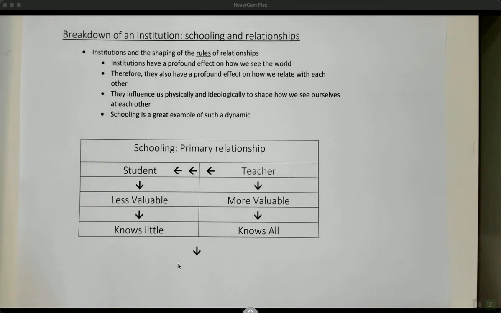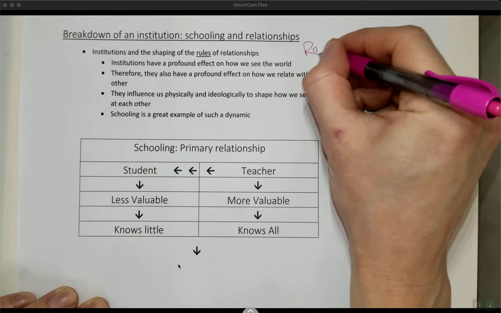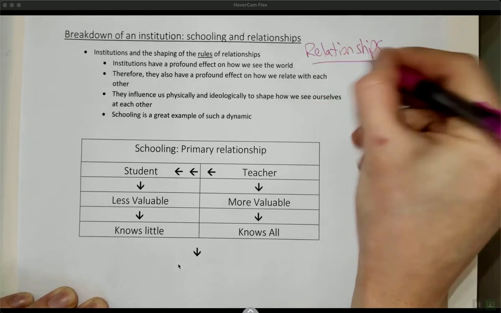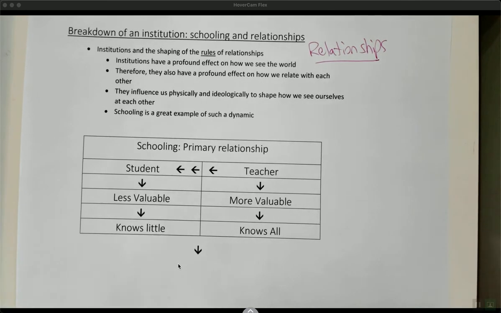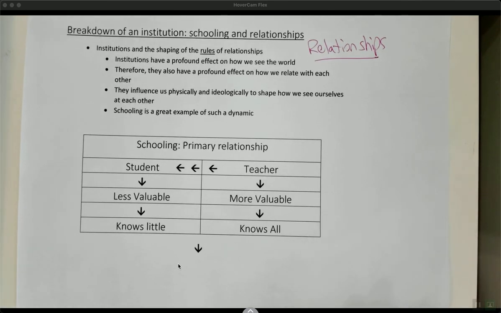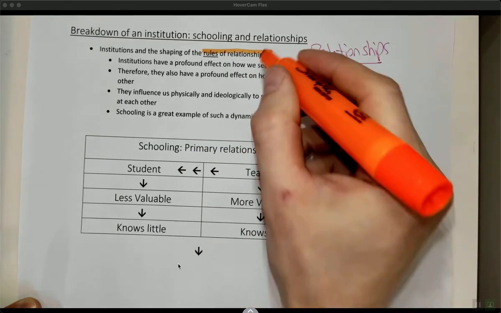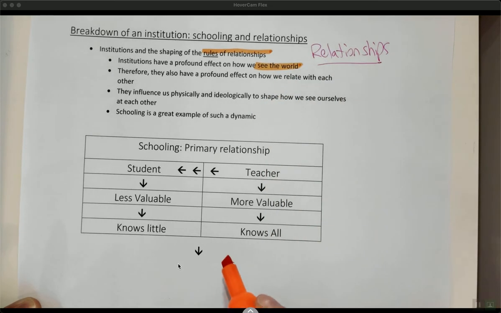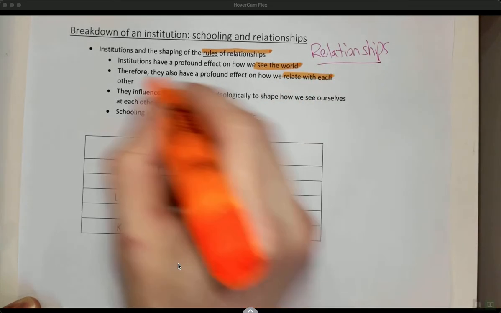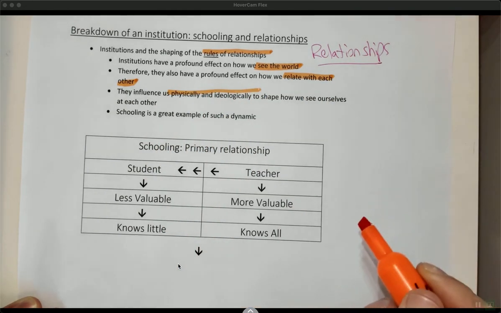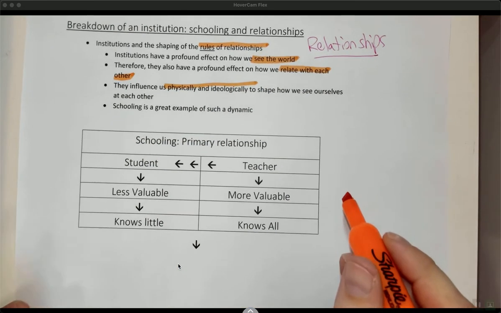Since we're talking about relationships in marriage and family, how do we break down a relationship in an institution? How are these things related with each other? Okay, so as we've already covered, institutions shape the rules of a relationship. They have a profound effect on how we see the world, and therefore have a profound effect on how we relate with each other. They influence us, as we've said, physically and ideologically, to shape how we see ourselves and each other. So schooling is a great example of this.